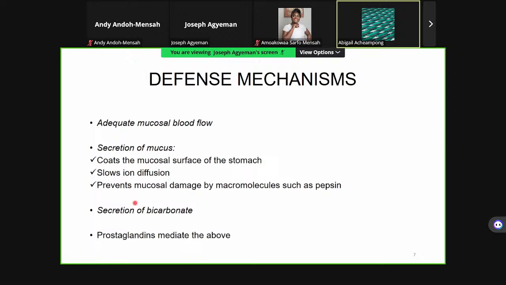The cyclooxygenase pathway. Hello, please mute your mics.